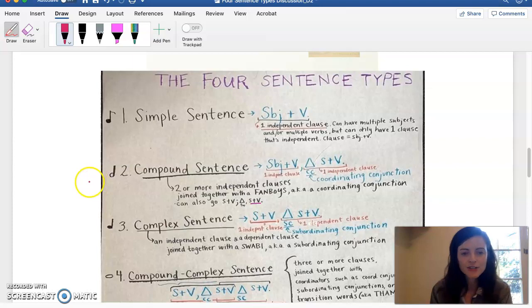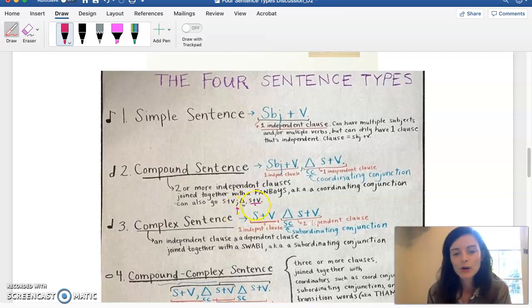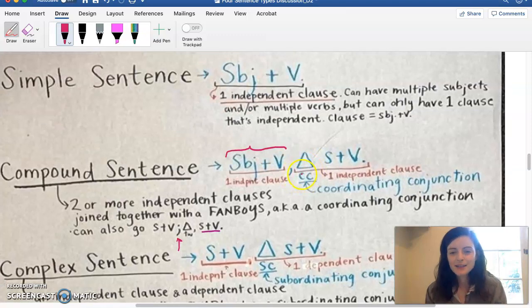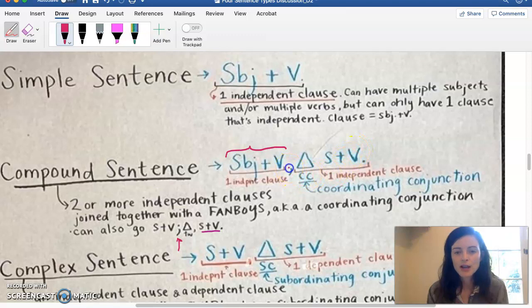Welcome back. We're looking at our second sentence type, compound sentence. It's two or more independent clauses joined together with fanboys, also known as coordinating conjunctions. They can go subject plus verb, semicolon, which is a punctuation mark that functions kind of like a period, transition word, and then another subject and a verb, but our more common structures typically look like this. You've got an independent clause up here with a subject and a verb, one independent clause, comma, coordinating conjunction, and subject plus verb. Notice there's a comma that separates those two independent clauses.